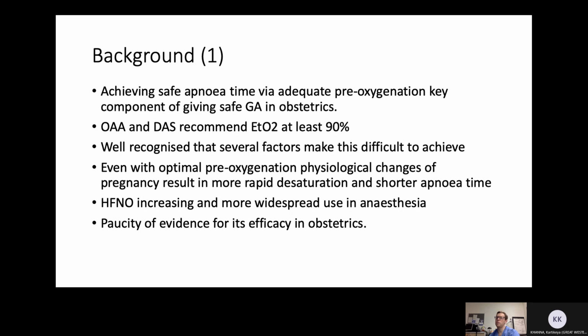And even with optimal pre-oxygenation, the physiological changes of pregnancy result in more rapid desaturation and shorter apnea time. So it's well described that pregnant ladies have a reduced functional residual capacity, increased oxygen utilisation, increased minute ventilation, and increased closing capacity. So they desaturate much faster, and they also have a higher risk of a difficult airway and running into difficulty, as well described in NAP 4, I think.